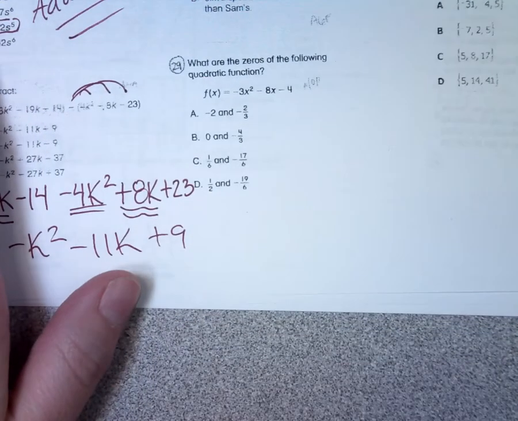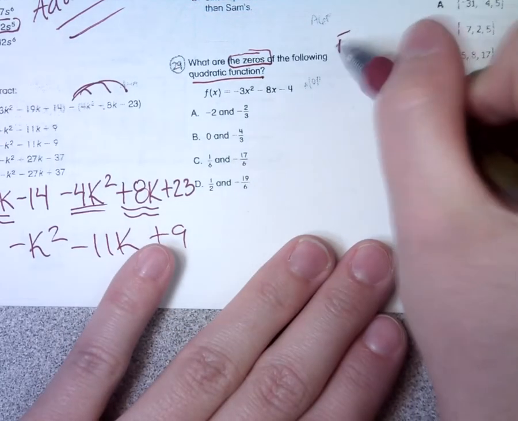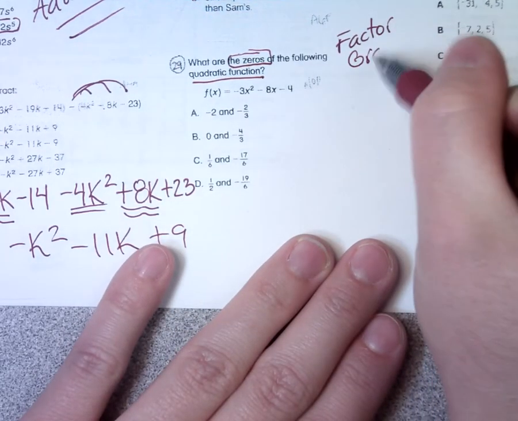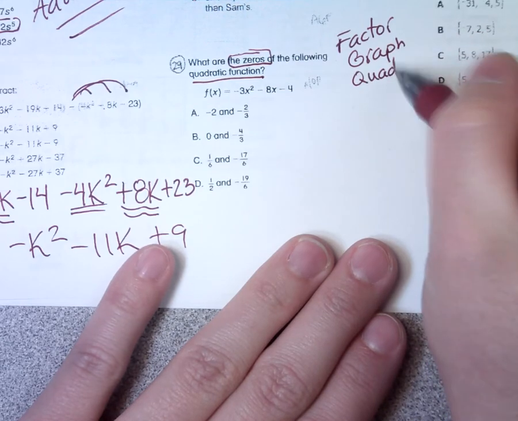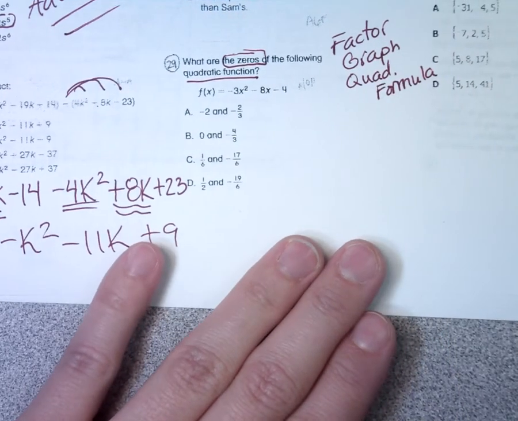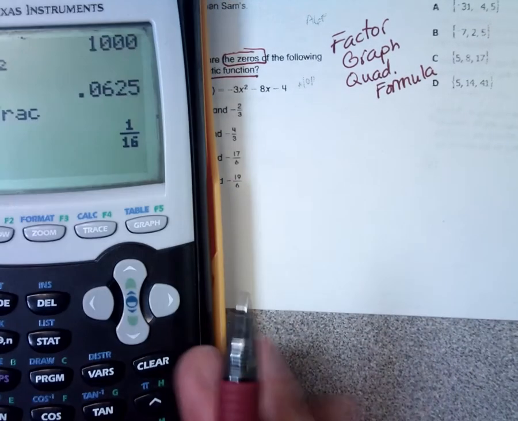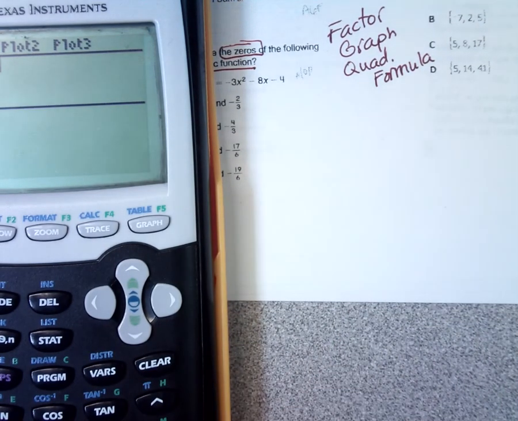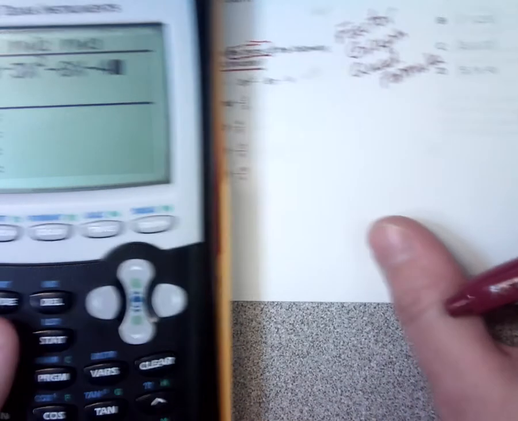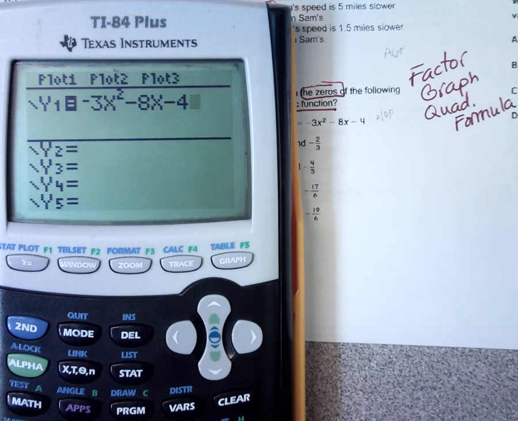Okay, 29. It says, what are the zeros of the quadratic function? If I want to find zeros, I can factor, I can graph, or I can use the quadratic formula. Sabrina said let's graph. In order to graph, it does have to say equals 0 or equals y first. It does say equals y, it's just the fancy y. So let's go to the y equals, and let's type it in. Negative 3x squared minus 8x minus 4. If you're ever looking for zeros and it is quadratic, those are your choices: factor, graph, or quadratic formula.